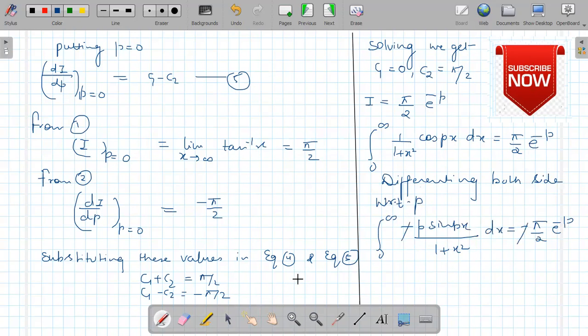That minus sign will cancel and we have... I'm sorry, because I'm differentiating with respect to p, it will be x, not p. Yes, there is a fraction minus x. Okay, so the value of integral 0 to infinity x sine px over 1 plus x square dx would be pi by 2 e to the power minus p. This is the answer.